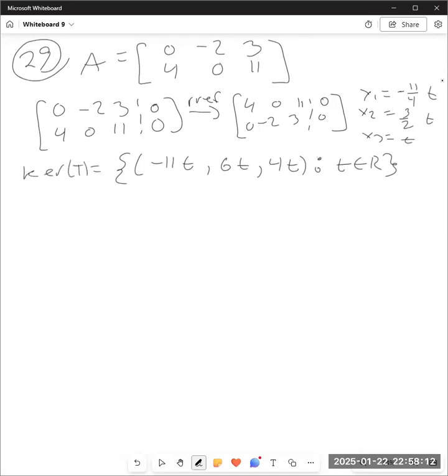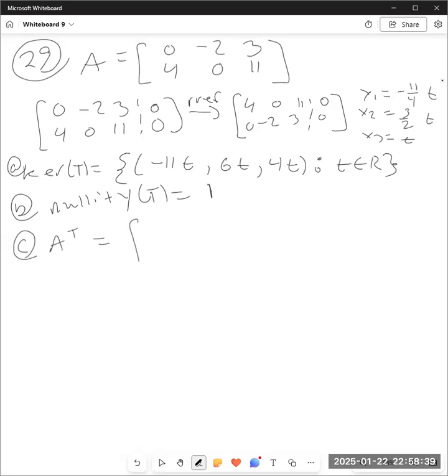Right? And my nullity of T is how many parameters did I have there? That's 1.